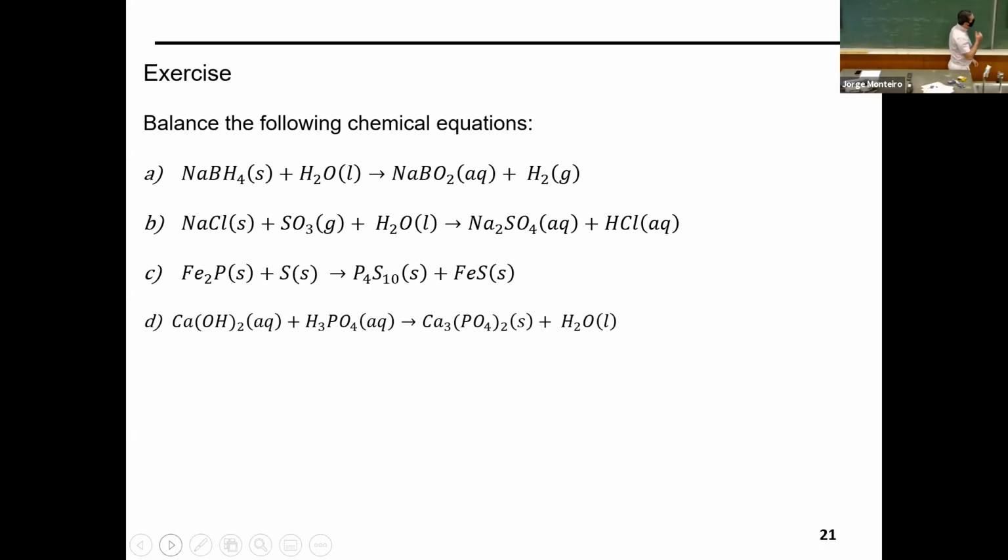Okay, so C and D we will not cover here because of time constraints. Little more complex reactions, but it can be done.